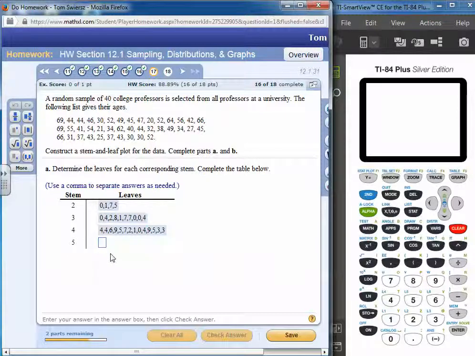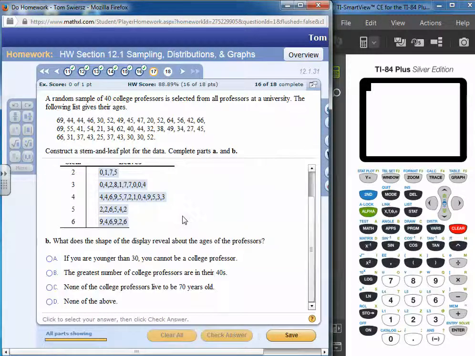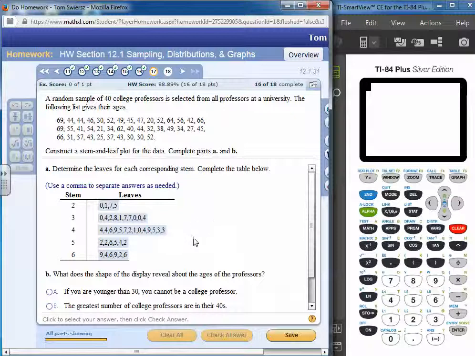In the 50s, I think we listed a 52-year-old, another 52, 56, 55, 54, and a 52-year-old. Got it correct. And in the 60s, there was a 69-year-old, 64-year-old, a 66-year-old, another 69, a 62-year-old, and another 66-year-old, and got it correct again. Very good. So go through it one by one, and hopefully you won't miss any. You'll get them all written down correctly.